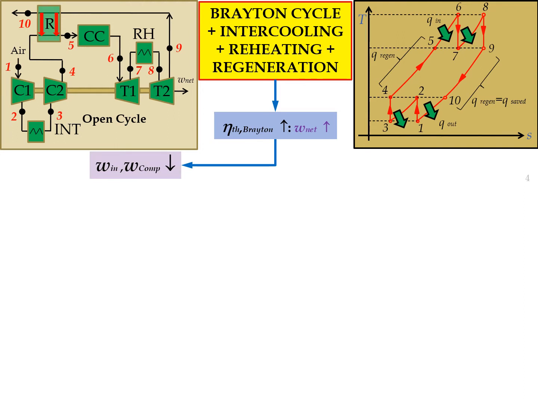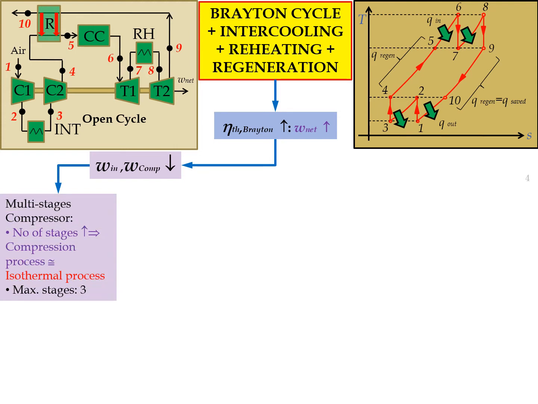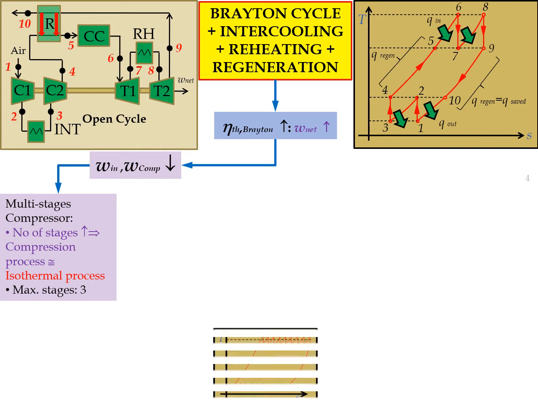First, by decreasing the work in by the compressor. And how do we do it? We change the compressor into a multi-stage compressor. The number of stages will make the compression process closer to an isothermal process, and the maximum is 3 stages, whereby if you increase more than 3, it is not economical to the overall system.